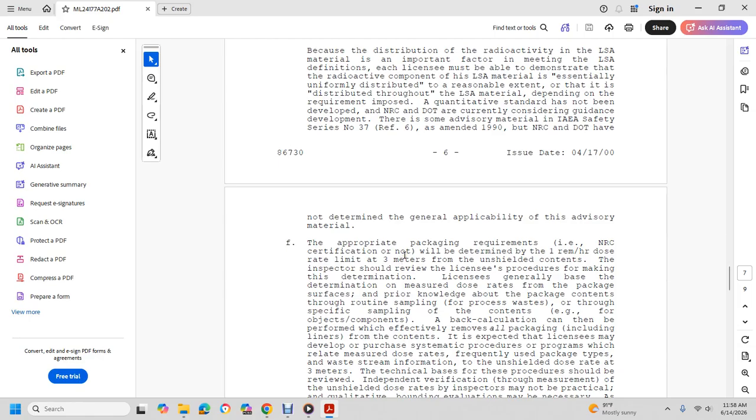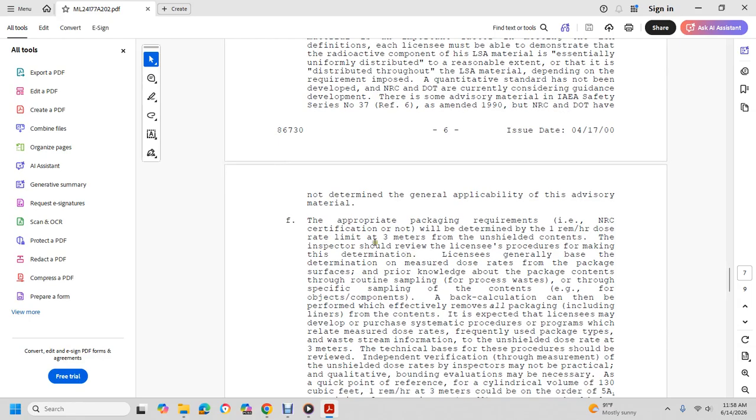The appropriate packaging requirements for national Nuclear Regulatory Commission certification are determined by the 1 rem per hour dose rate at 3 meters for the unshielded content. In the review, the license determination is generally based on measurement of the dose rate from the package surface with the known package content, from a routine sample of the process with the specific sample content. A back calculation can then be performed, effectively removing all of the packaging, including liners, from the content, with the licensee developers pursuing systematic programs.